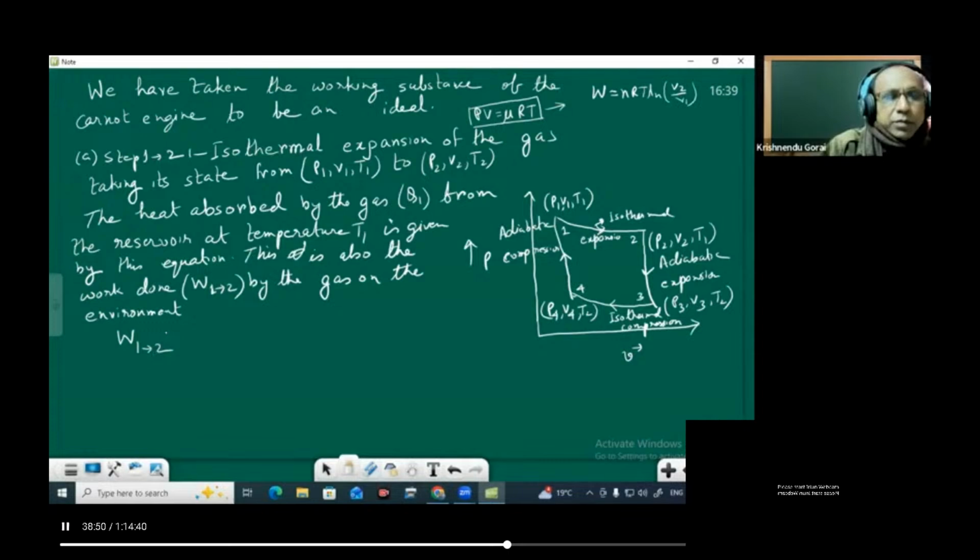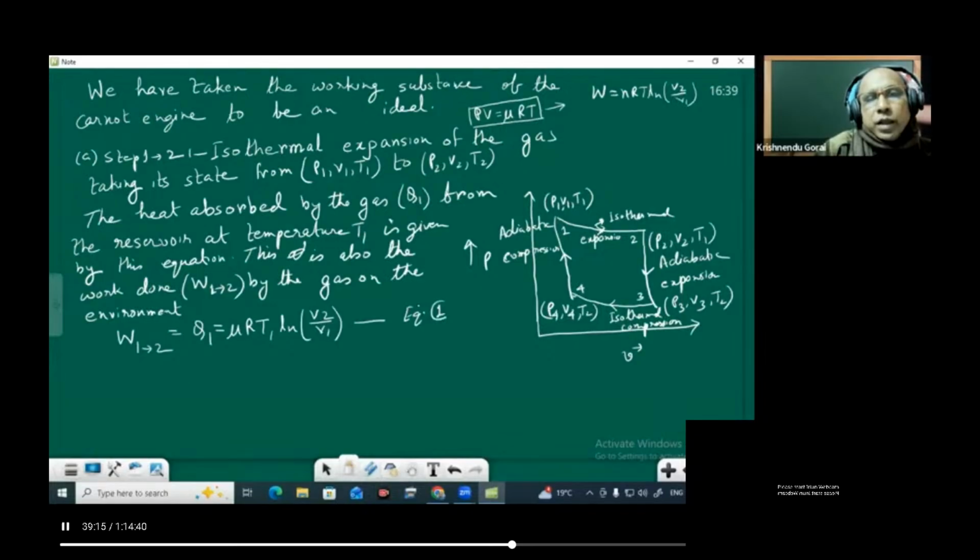The work done will be equal to Q1, and that will be equal to mu R T1 ln V2 by V1, because you have taken this as temperature T1. So mu R T1 ln V2 by V1. This is equation 1.